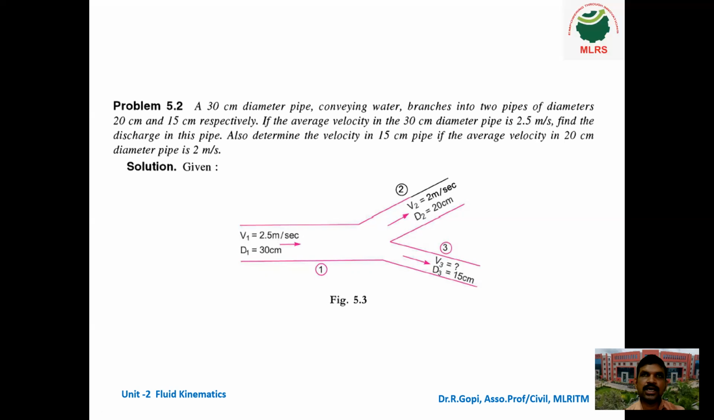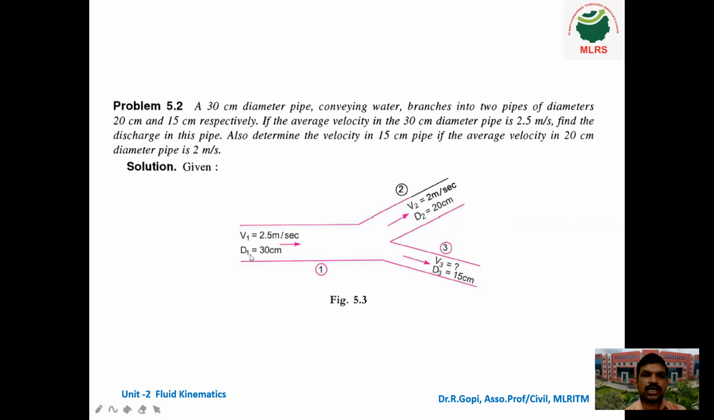So how to calculate? Q is equal to area into velocity. So here A1 into V1. So we know that D1 is 30 centimeter. What is the formula for calculating area? Pi by 4 into D square. Okay, so that is your discharge.